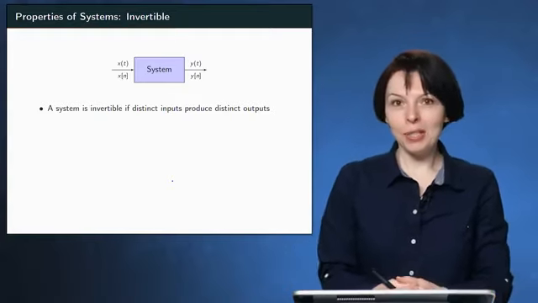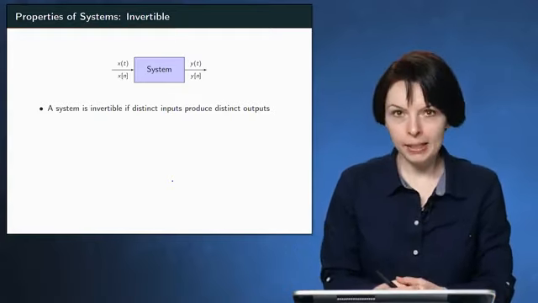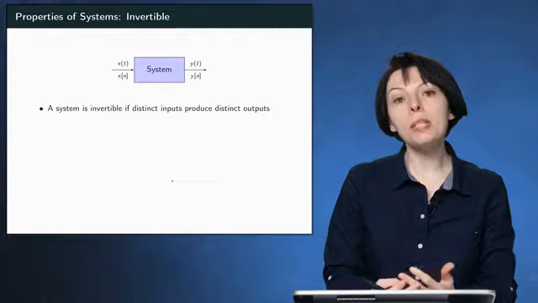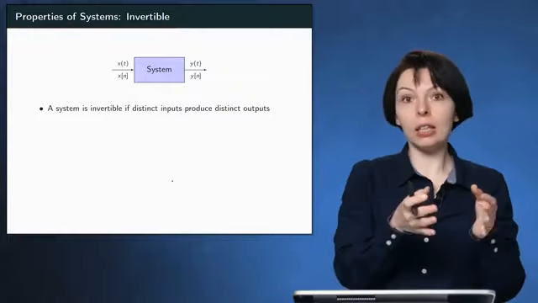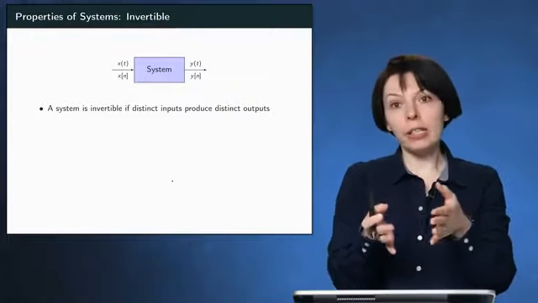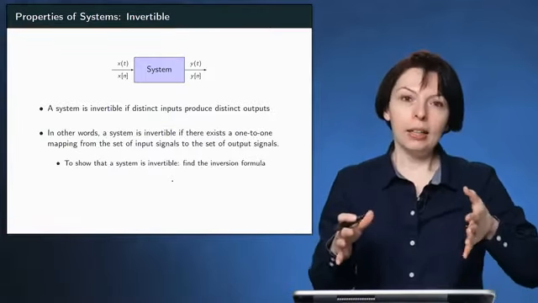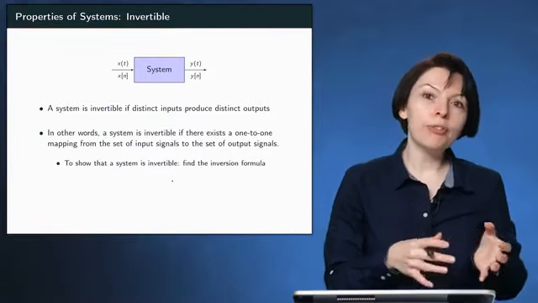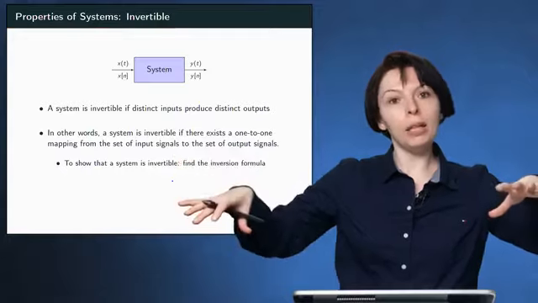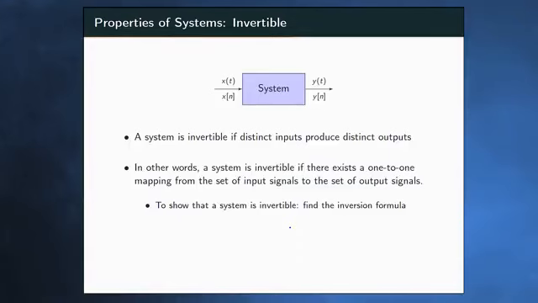All right, the next property is invertibility in a system. A system is invertible if distinct inputs generate distinct outputs. In other words, a system is invertible if there exists a one-to-one mapping from the set of input signals to the set of output signals, and I can go back and forth between input signals and output signals uniquely.